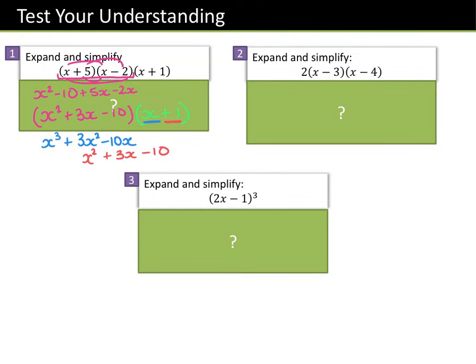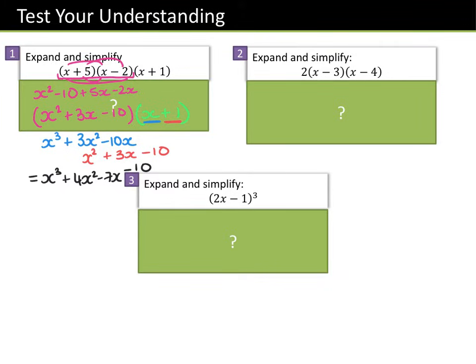Now what I'm going to do is simplify this to get x cubed plus 4x squared. Minus 10x plus 3x is minus 7x, and then minus 10. So that is the answer for the first one. Now I'm going to do the exact same really quickly on the other two.